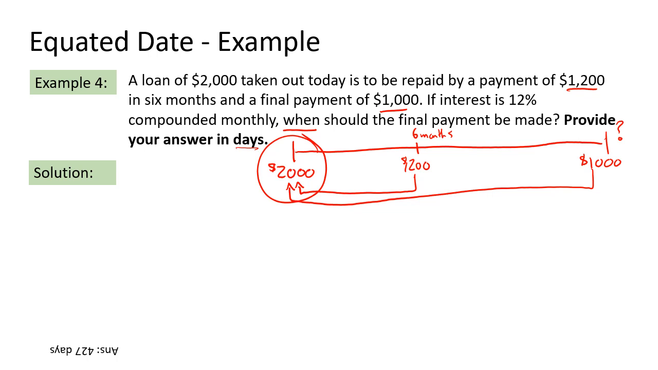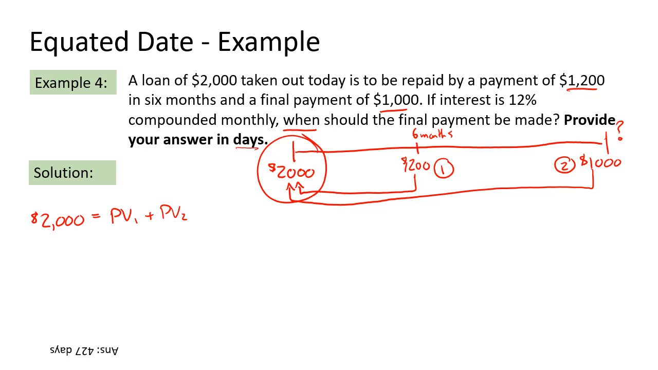So we can start with a formula here. We know that $2,000, that's today's value, has to be equal to the present value for item number 1, we'll call this one number 1, plus the present value for payment number 2.